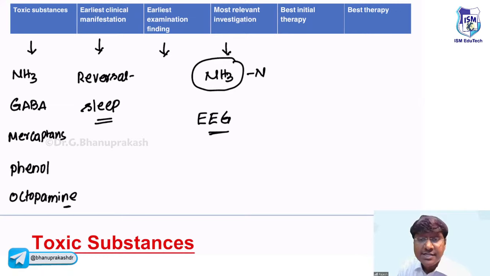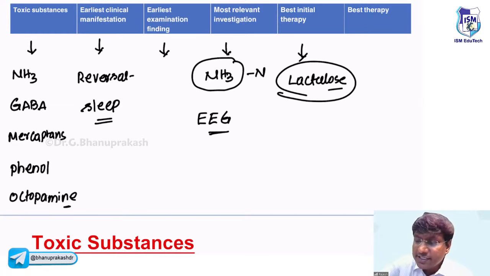Then what is the best initial therapy? The best initial therapy that you need to give is lactulose. What will it do? It will bind the ammonia and cause the excretion of the ammonia. And if the individual is refractory to the medical management, then the alternative therapy is what is called liver dialysis.